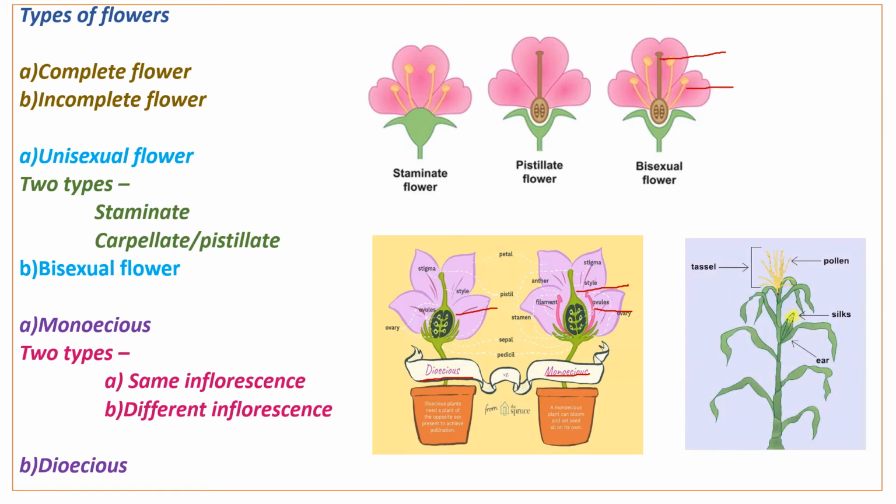This is a maize plant. Tassel is the male flower and silk is the female flower. They are present in the same plant but on different inflorescences.